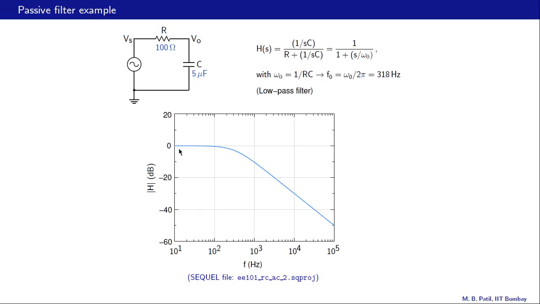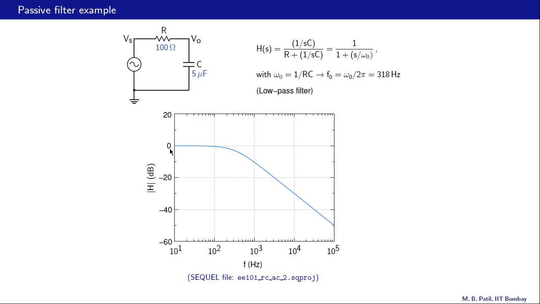Here is the magnitude plot, mod H in dB versus F in Hertz on a log scale. So the gain is 0 dB here. The transfer function magnitude is 0 dB here, because for small values of omega this term is small and H of s tends to 1. This is the high frequency part, and as we would expect, mod of H keeps going down as the frequency increases.